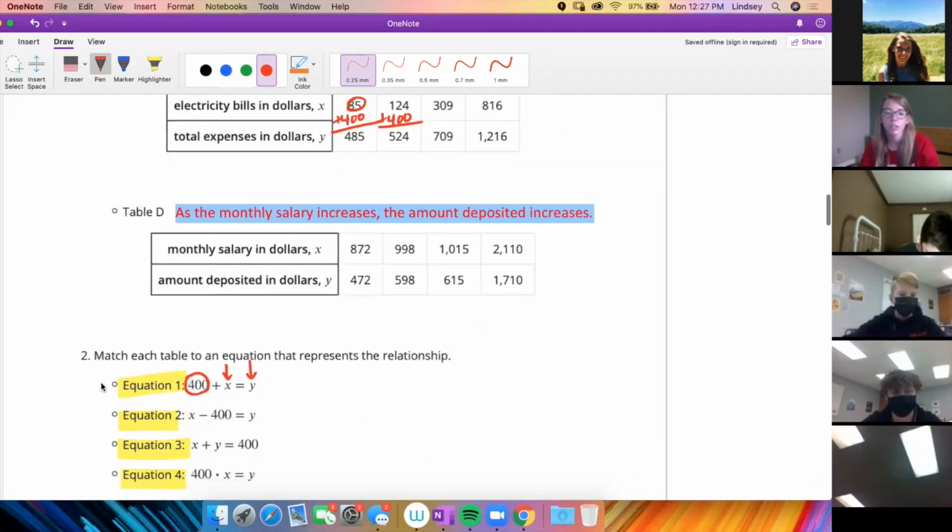Table C. Okay, so I want you to do the next 3 on your own, and when you get them, please send them into the GoGuardian chat.